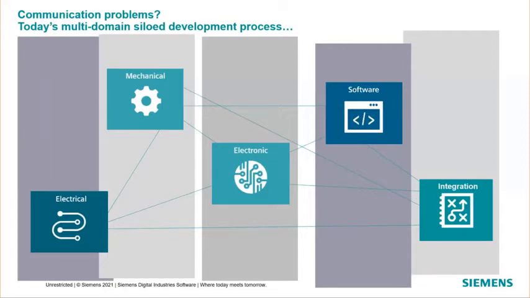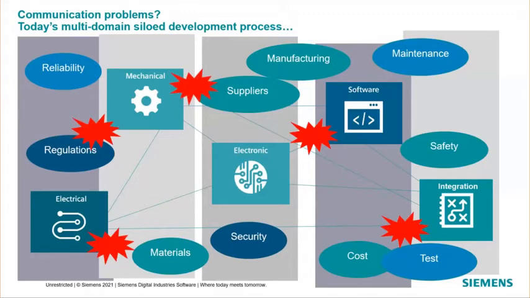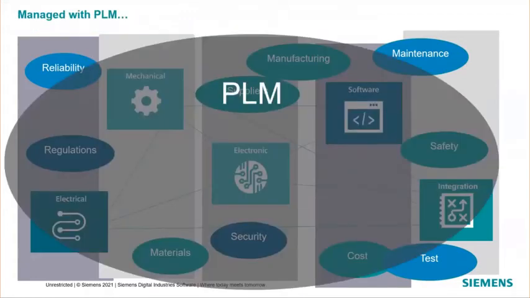And of course, what's going on here is that we have not only those, we have many other domains and disciplines that are going on here: maintenance and safety and test and security and materials and regulations and reliability, the list goes on here. And of course, as you're not communicating across these domains, across these silos, you end up discovering these problems late in the development process on the integration side and so forth.